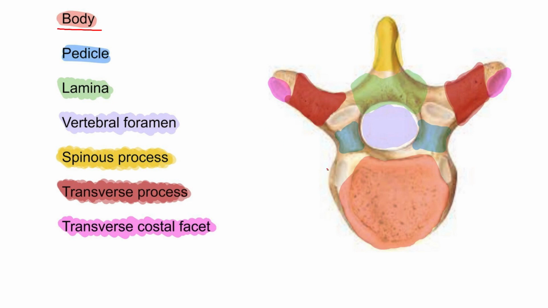The body is likely the most obvious feature and is highlighted here in light red. We will discuss it a bit more later on, but suffice it to say that the body size is one of the easier ways to differentiate between thoracic and lumbar vertebrae. Next up is the pedicle, highlighted here in a light blue color.